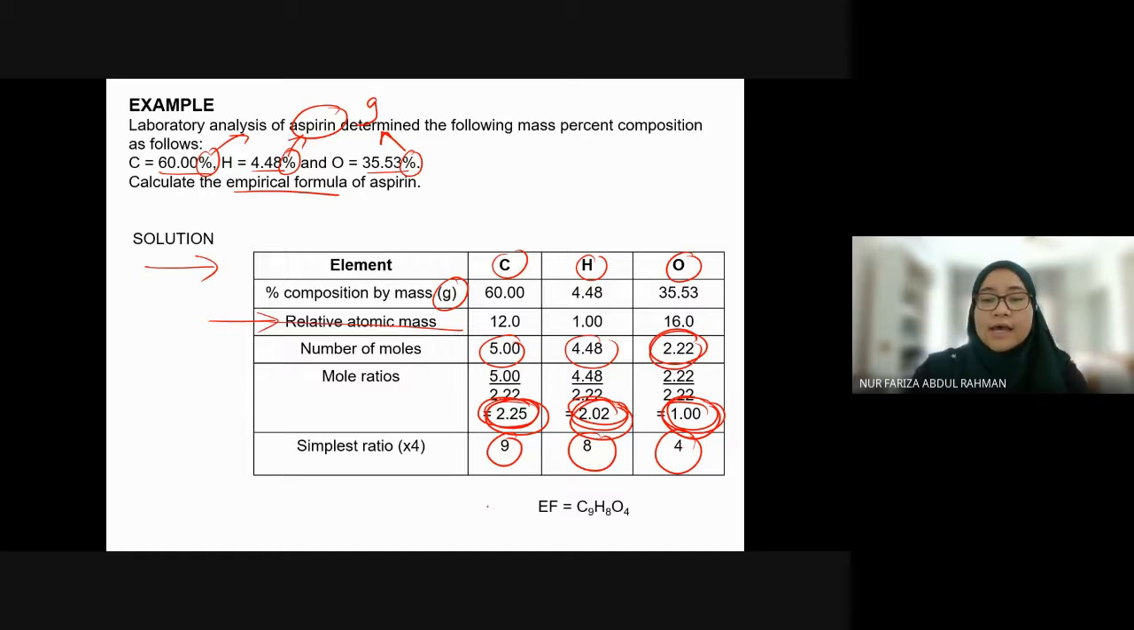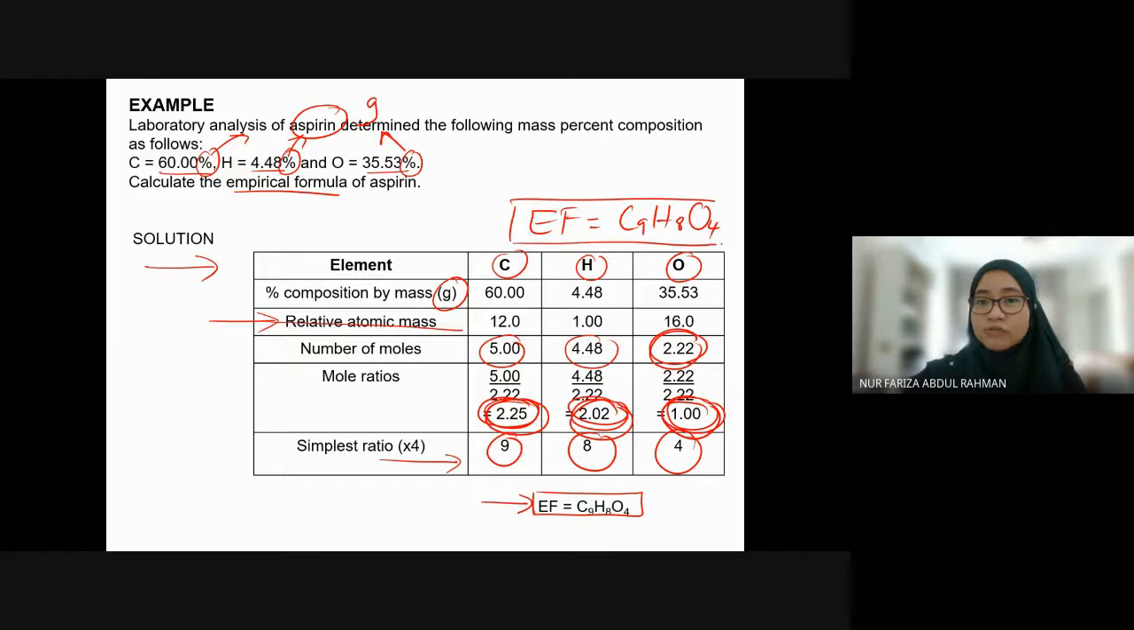And then don't forget to write the empirical formula. This is unfinished, guys. Do not leave your answer in this form. This table is just your working process to calculate the empirical formula. Lastly, you have to make sure that you have the empirical formula written, C9H8O4. Without this, you will be losing 1 mark for the final answer.